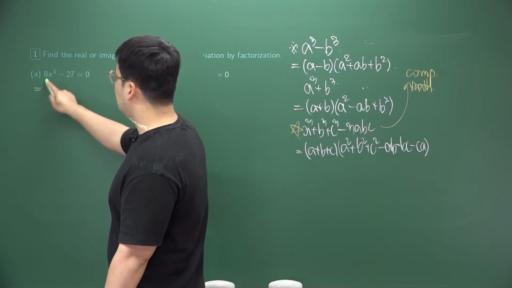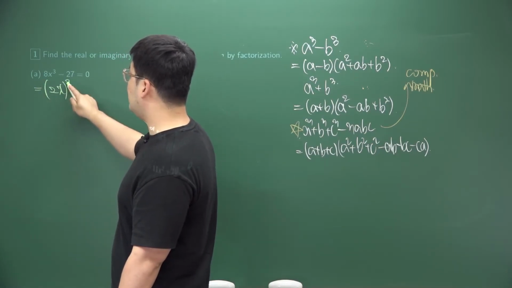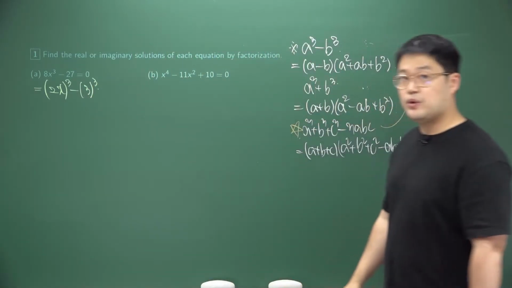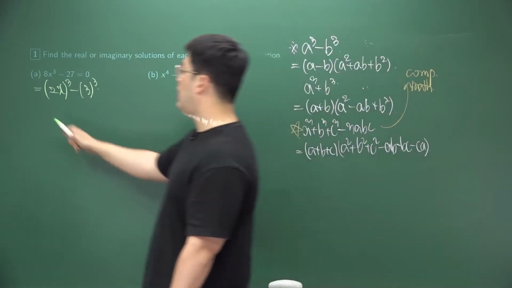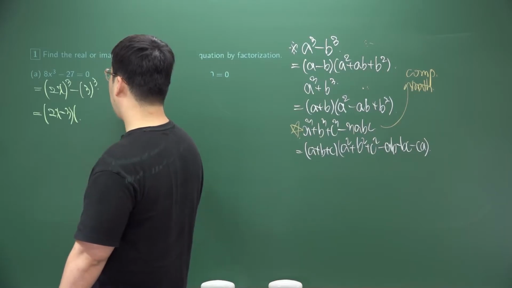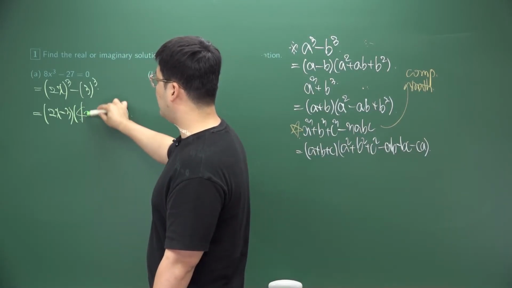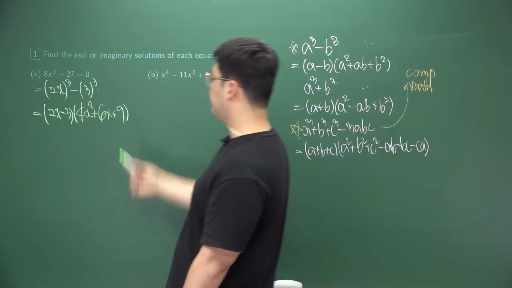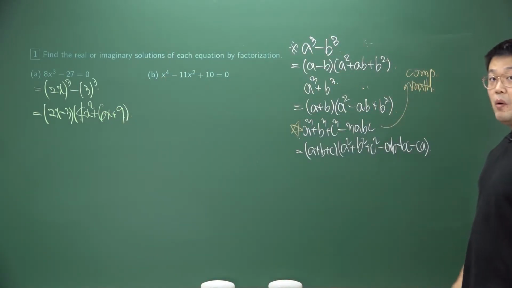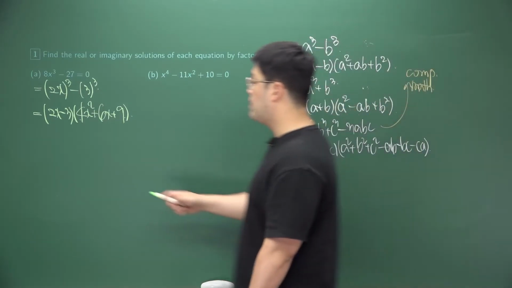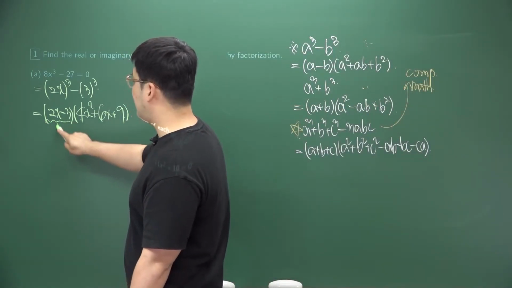First off, you need to see that this is indeed a difference of cubes. And as we notice, you can write this down as 2x minus 3 times 4x squared plus 6x plus 9. We need to find all real zeros and imaginary solutions. And of course, we break it down into two parts, a linear and a quadratic.